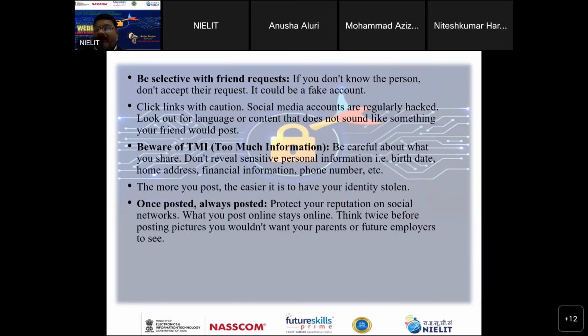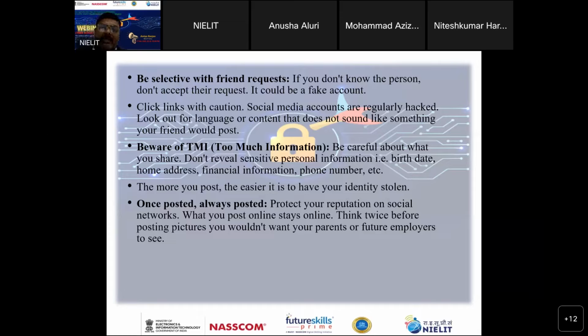Be selective with friend requests. Nowadays, to gain popularity, we used to accept each and everyone's friend request. We used to try to make many unknown friends on the internet. So always be selective with friend requests. If you don't know the person, don't accept their friend request. It could be a fake account and it can cause harm in future.